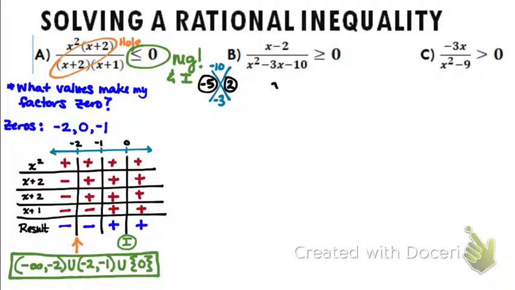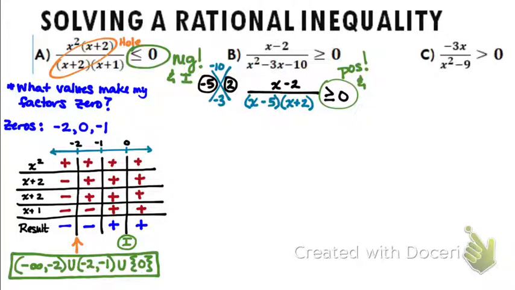So up in the numerator we have x minus 2. Down in the denominator we have x minus 5 and x plus 2. I want to know where that is greater than or equal to 0. So we are looking for, where is this positive? And we're going to include 0 on that one.